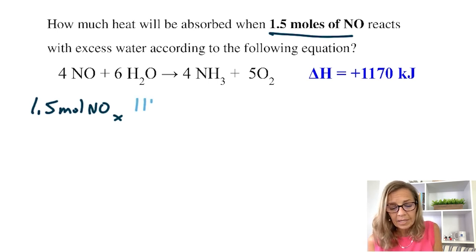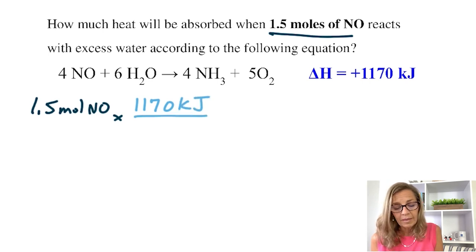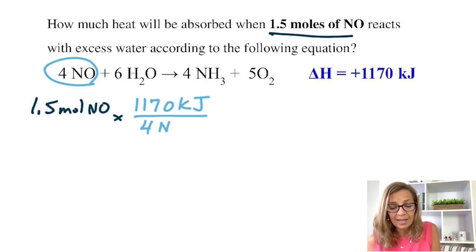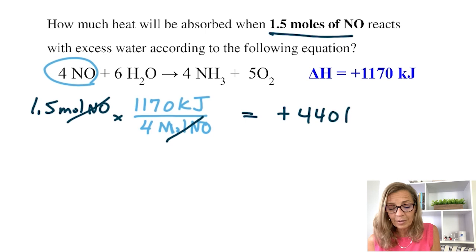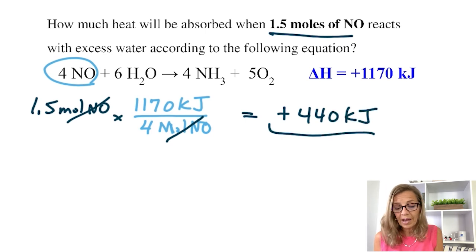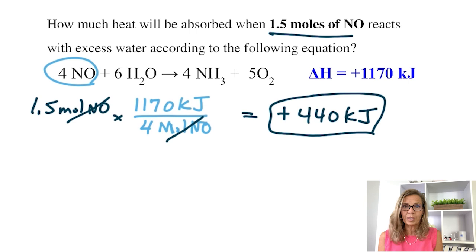Watch this. I need to put in 1170 kilojoules per the number of moles of NO in my reaction. Well, 4 moles of NO need 1170 kilojoules. So when we multiply by this ratio, we get exactly the number of kilojoules that we need for 1.5 moles. Okay, because the reaction is written for 4 moles. So this is how you use enthalpy change as a ratio.